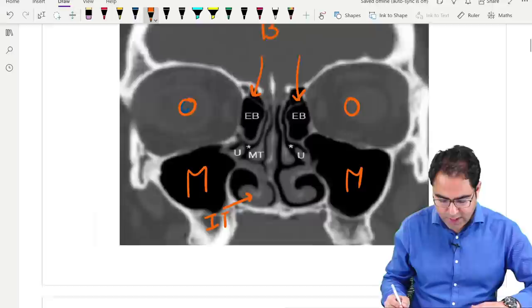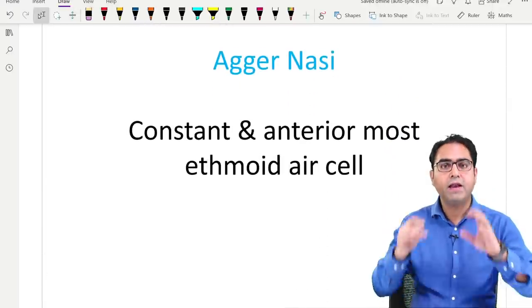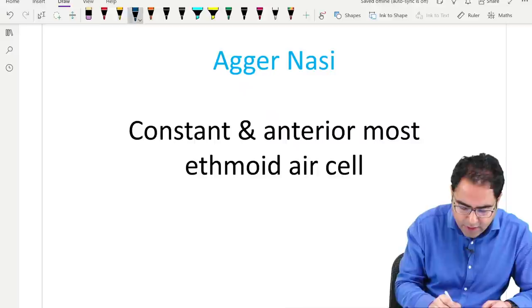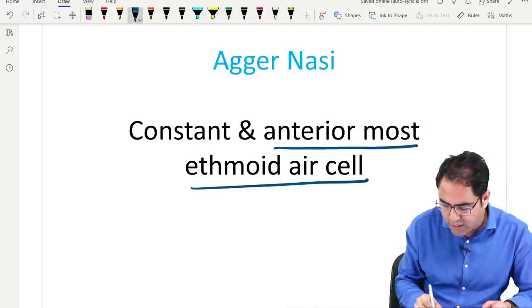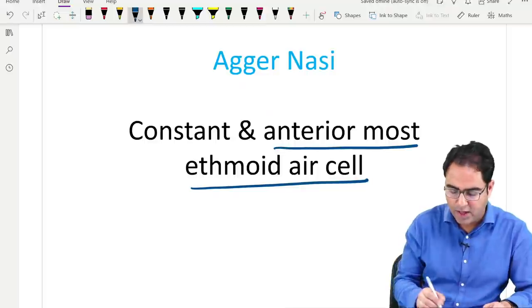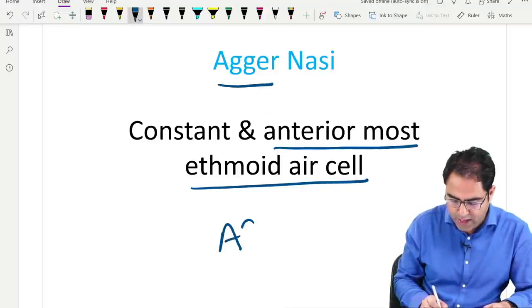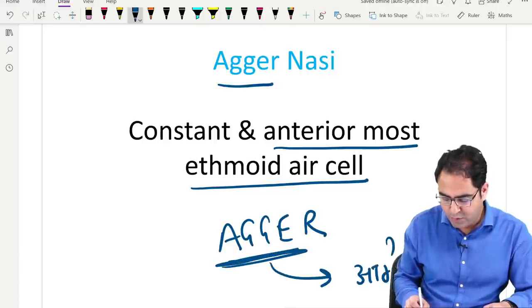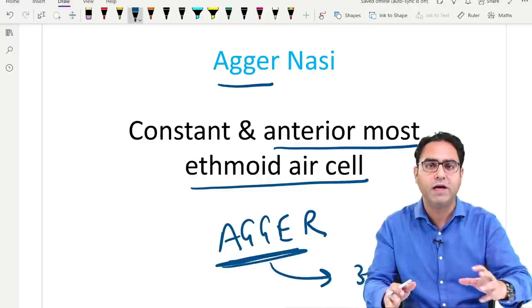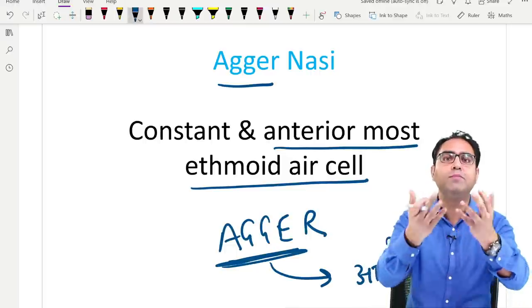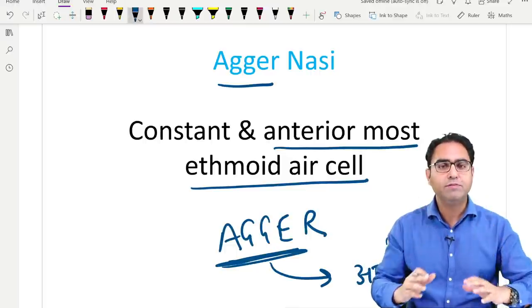Wonderful. Now, agger nasi. Agger nasi is a constant cell. Everybody has it. You have it, I have it. And one important point about agger nasi is that it is the most anterior ethmoid air cell. It is the most anterior cell of the ethmoid group, beta. Agger, A-G-G-E-R. If you know a little bit of Hindi, A-G-G-E means aage. Aage means most anterior, beta. Never will this question go wrong, beta. So agger nasi is the most anterior cell, beta.